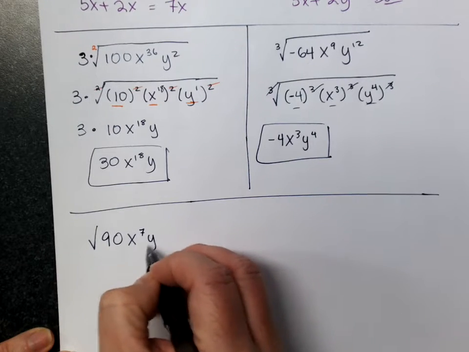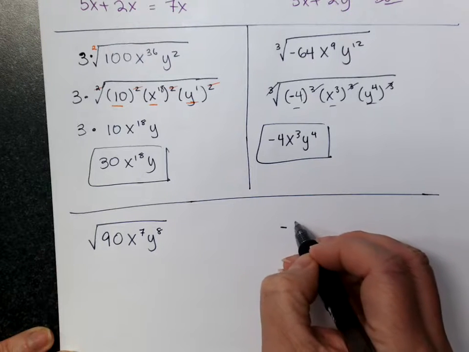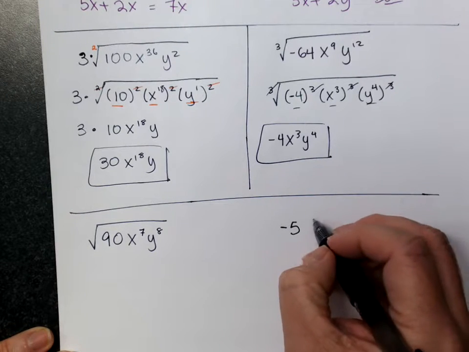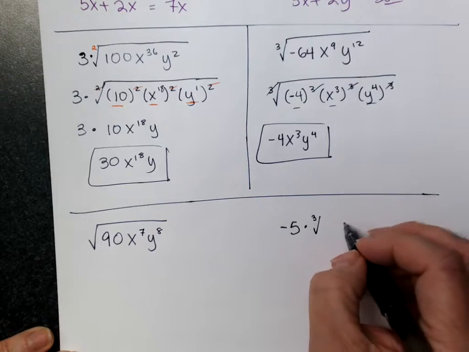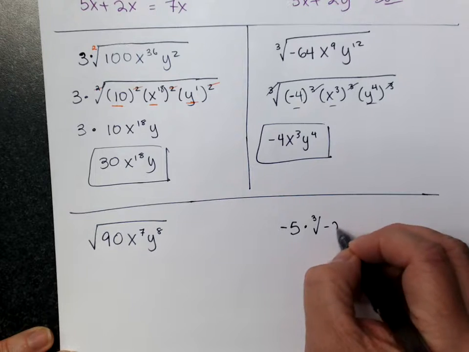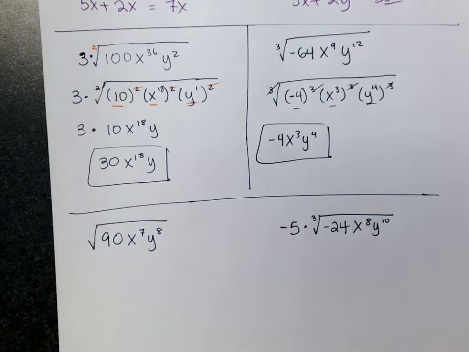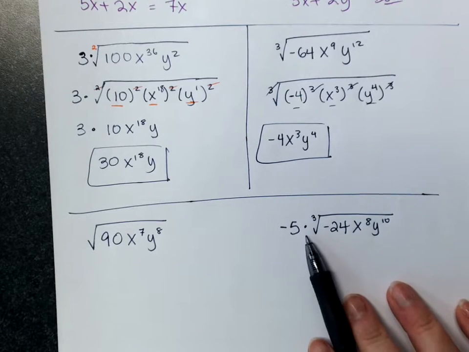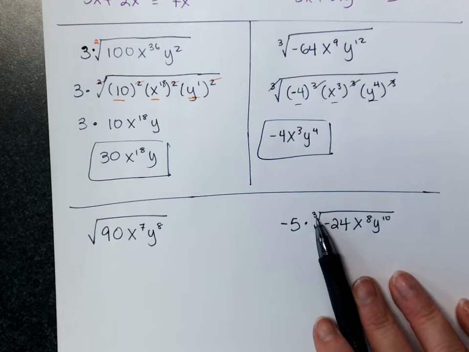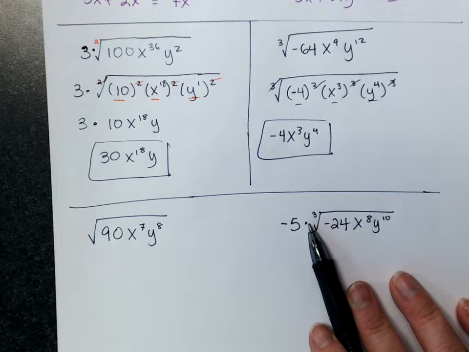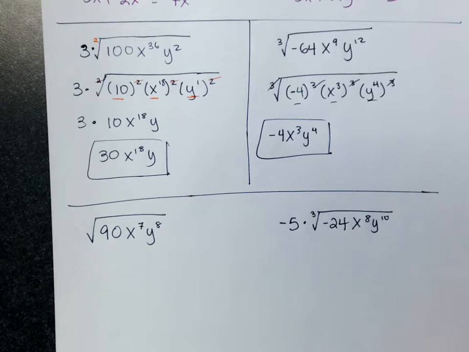X to the 7th, y to the 8th, and negative 5, cube root, negative 24, x to the 8th, y to the 10th. I just put in a dot for clarity. It's automatically multiplication even without that, but when handwriting, especially if you've got something besides a square root, for clarity, just to be really clear. Okay. So you don't mix up exponents with indices.